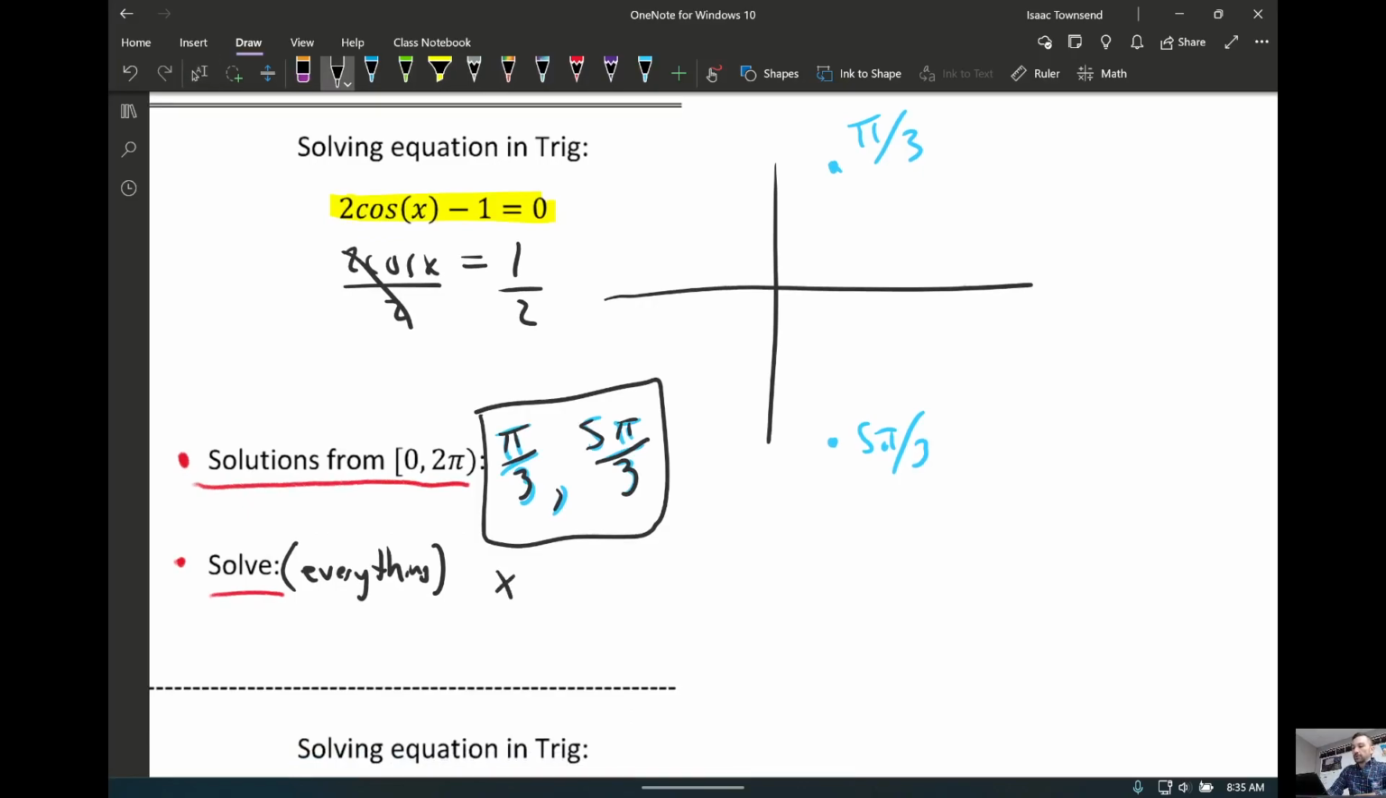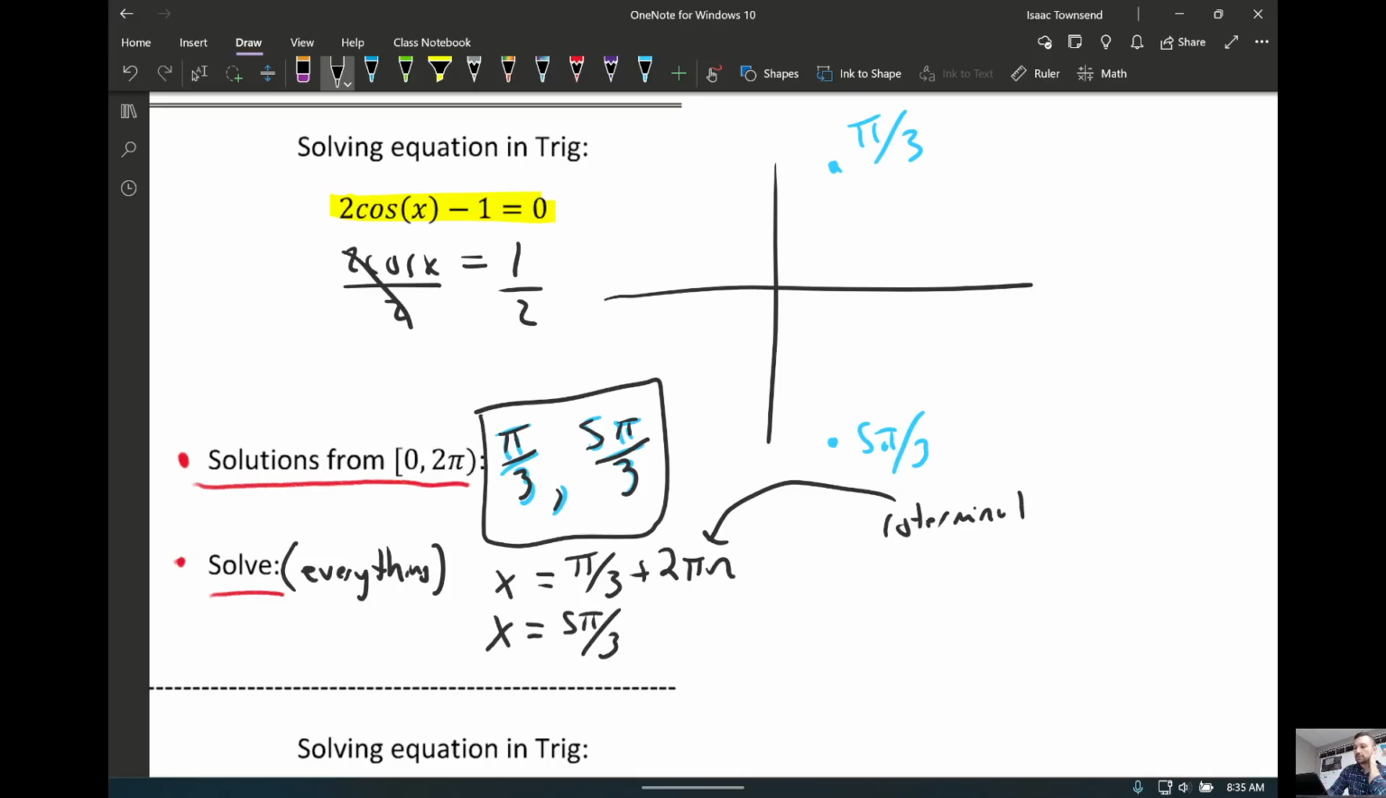So what we will do is we'll say x could be pi over 3 plus any integer multiples of 2 pi. So this is like add 2 pi, add 4 pi, add 6 pi. This basically makes sure that we get all the coterminal solutions as well.